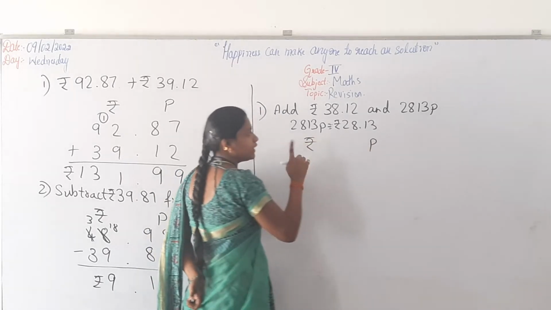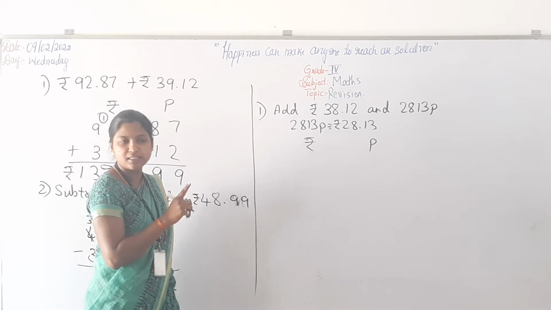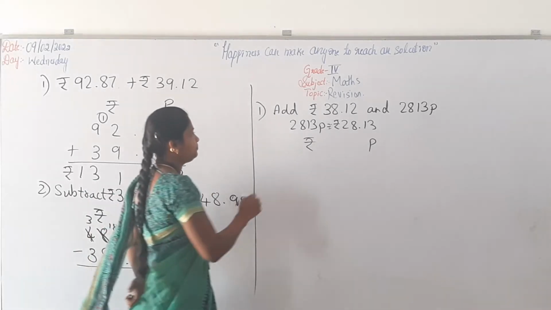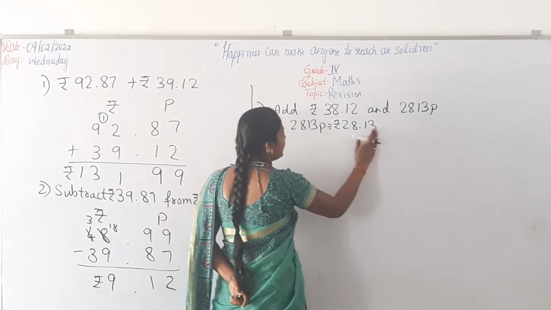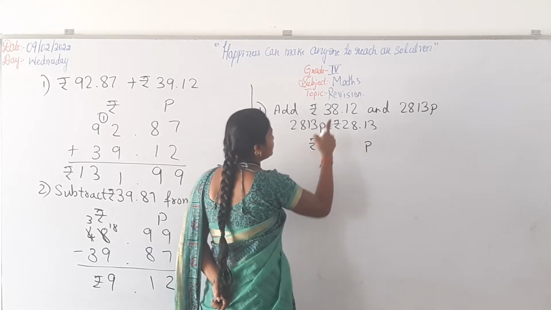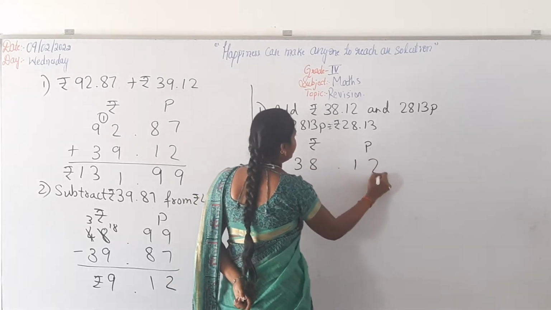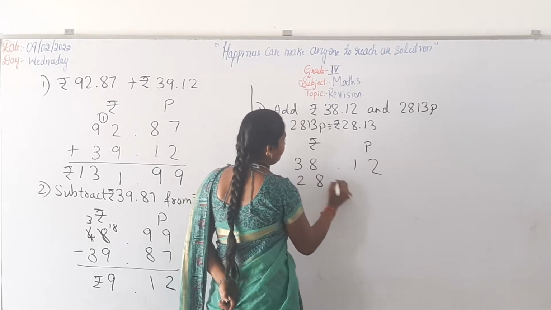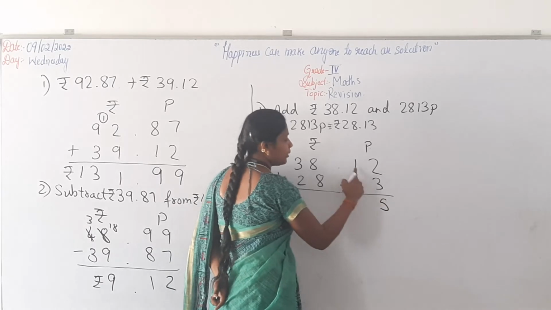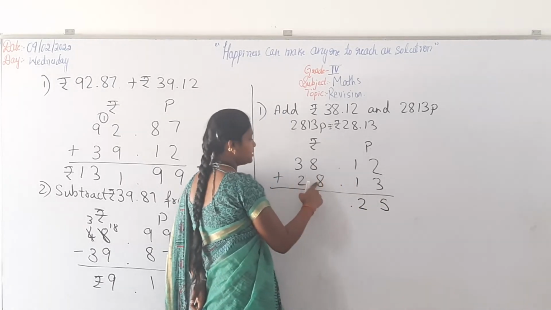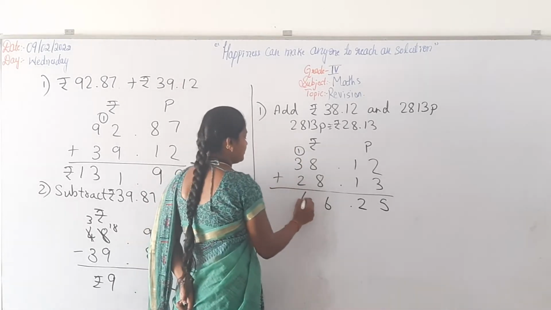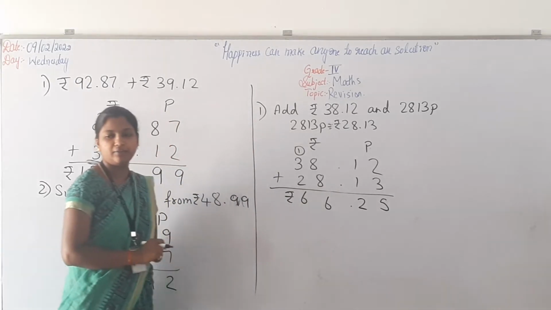So if you get two different values, one in rupees and one in paise, you have to convert either of them. Either you can convert rupees to paise or paise to rupees. We have converted into rupees, right? So first is 38.12 and then 28.13. Adding. 2 plus 3? 5. 1 plus 1? 2. 8 plus 8? 16. 1 plus 3 plus 2? 6. So the answer is rupees 66.25.